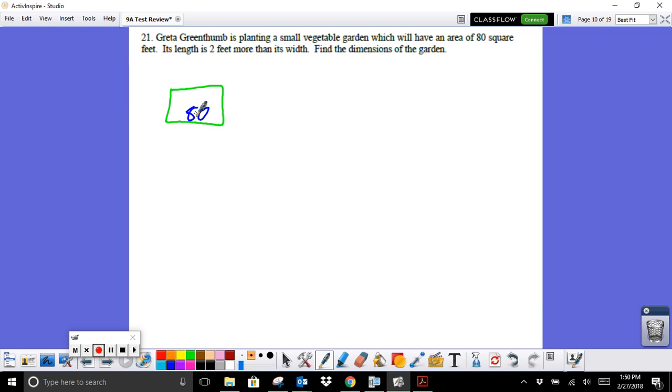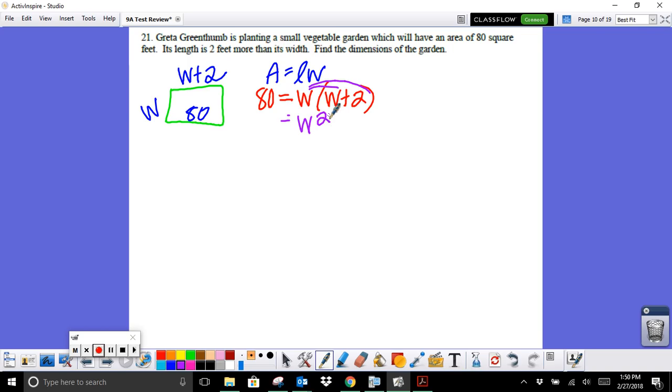It says the length is 2 feet more than the width, but you don't know the width. So we're going to call that W. And the length is 2 feet more than the width. So that's going to be W plus 2. Find the dimensions. All right, so area of a rectangle is length times width. I'm going to plug in everything that I know. So I know my area is 80. My length, we'll just call that W times W plus 2. I'm going to start working this out. So W times W is W squared. W times 2 is 2W.